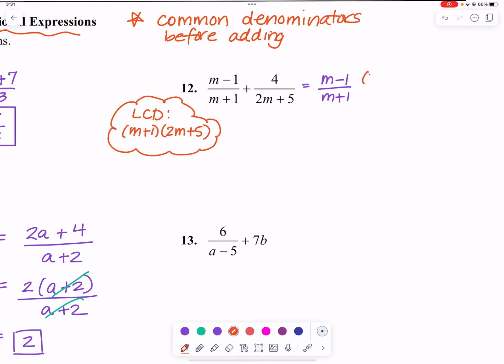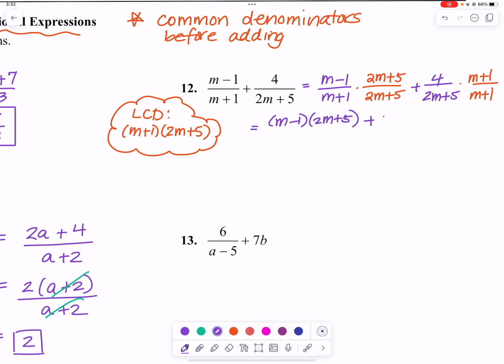We'll multiply 2m plus 5 divided by 2m plus 5. Probably don't need these parentheses. And we're going to do the same for this second term, 4 over 2m plus 5, and going ahead and multiplying that numerator and denominator by m plus 1. So now you can see we have m minus 1 times 2m plus 5 plus 4 times m plus 1 all over m plus 1 multiplied by 2m plus 5.